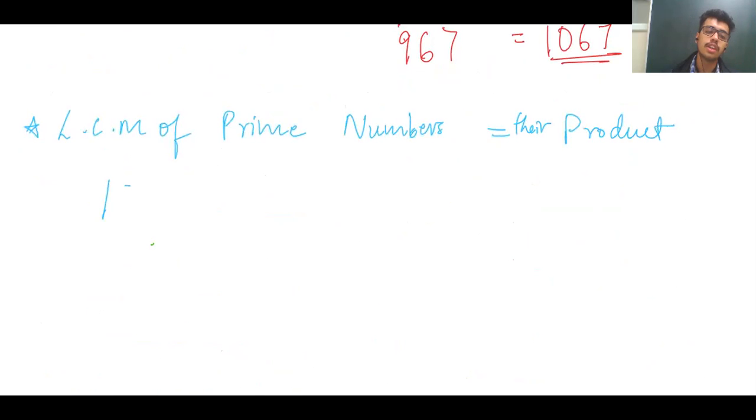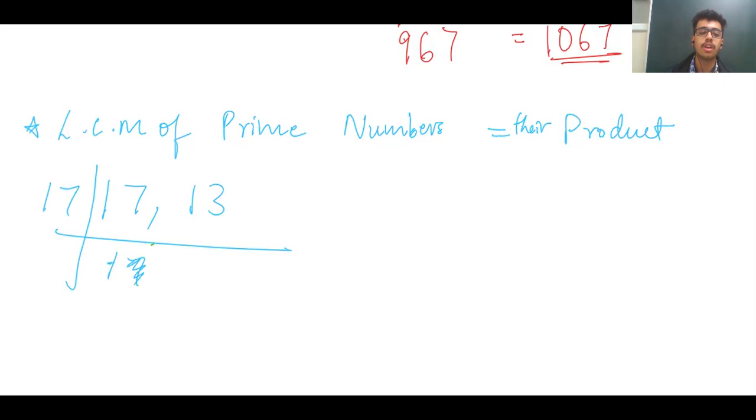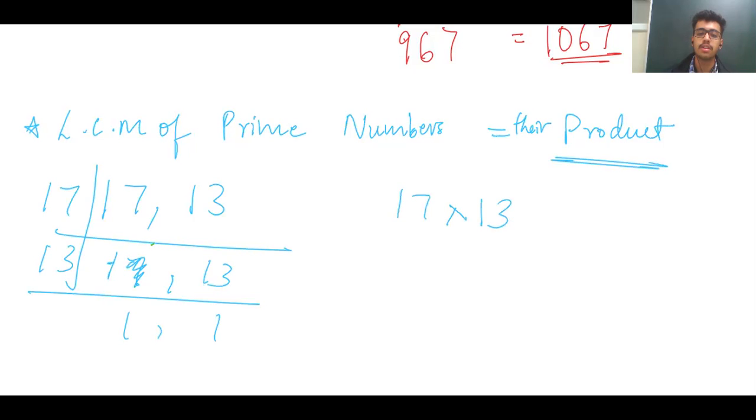So you know that 17 is a prime number. You know that 13 is a prime number. Instead of sitting and finding out the LCM, you know that even if you try to find it out, this is a prime number, nothing will divide. So you have to divide by 17 itself. You'll get 1, you'll get 13, then again divide by 13, and you get 1 and 1. So anyway, you have to multiply 17 and 13. So the LCM of prime numbers is their product. So you just do 17 multiplied by 13. How much is 17 multiplied by 13?